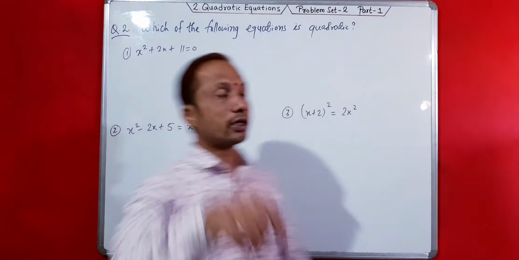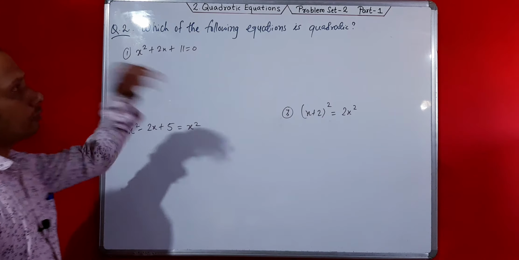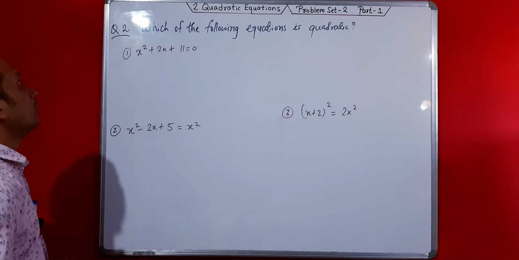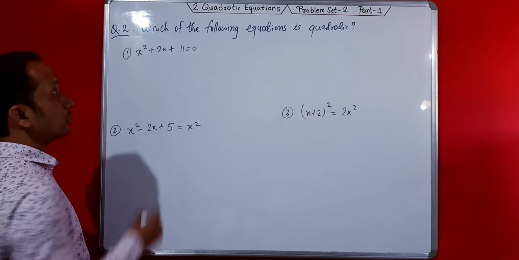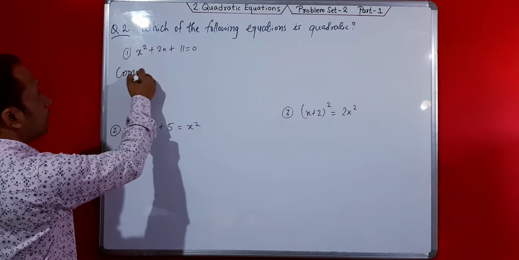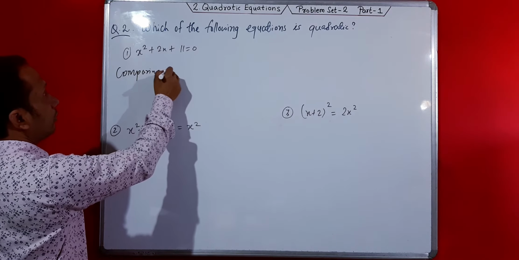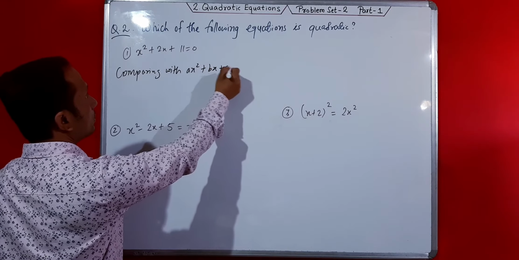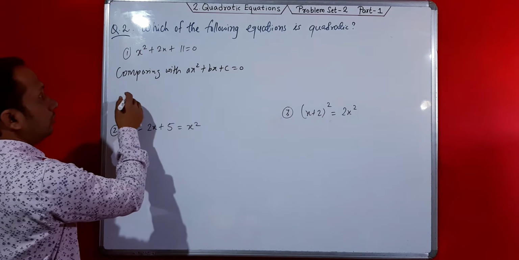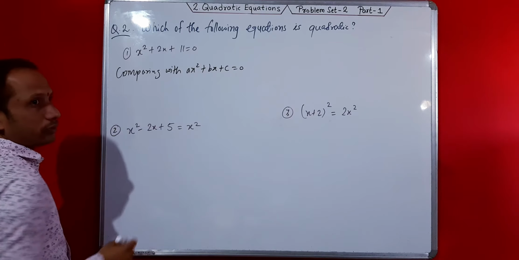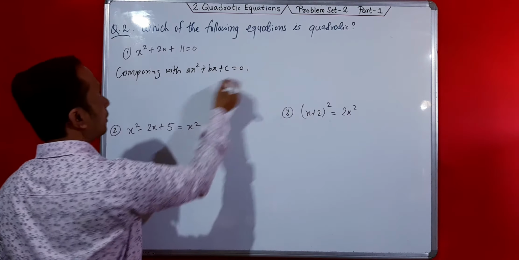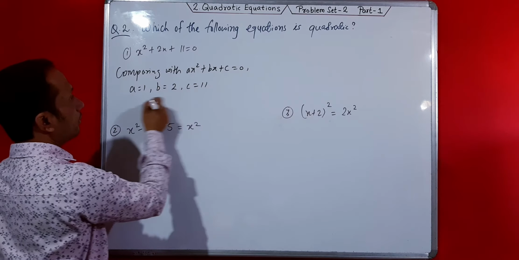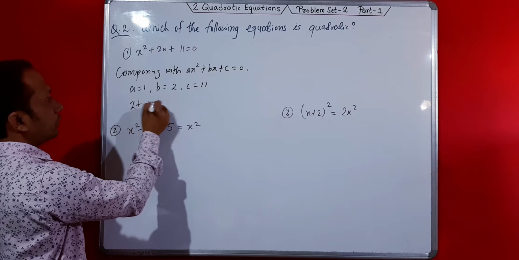Okay, so we'll solve the second question. In the second question, which of the following equations is quadratic? We have to find the quadratic equation. So x square plus 3x plus 11 is equal to 0. Comparing with x square plus bx plus c is equal to 0, it is a quadratic equation. We'll get a is equal to 1, b is equal to 3, c is equal to 11. It is a quadratic equation.